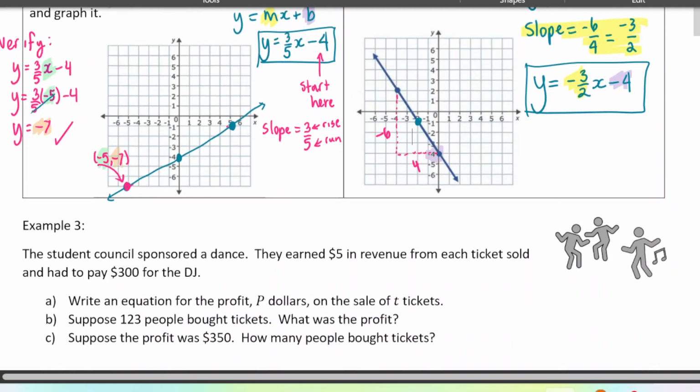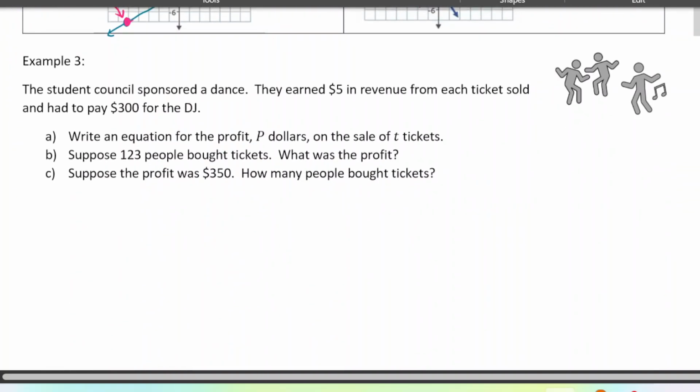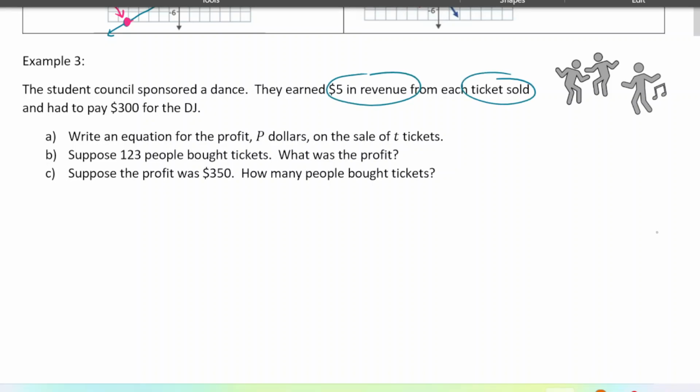Okay, let's do a word problem. So here it says the student council sponsored a dance. They earn $5 in revenue from each ticket sold, and they have to pay $300 for a DJ for the dance. So right at the beginning, they're out of pocket $300. And then every time they sell a ticket, their profit goes up by $5. So this is kind of going to be my starting point, or the y-intercept for this function, because this is where we start before we sell any tickets.